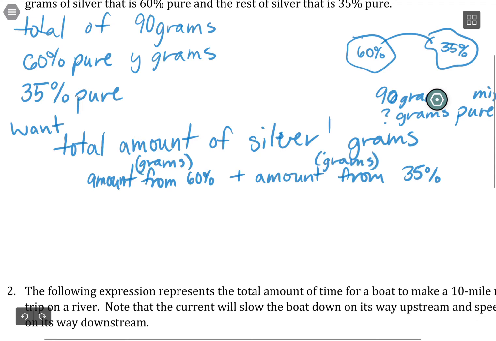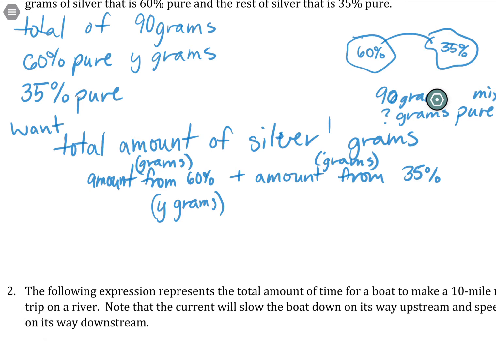So I know that I have Y grams of the 60% pure type of silver. So over here, I know I have Y grams of the, what I want to call alloy, of the partially pure silver. If I want to know how much pure silver I got from that, I'm going to need to multiply by that 60%. So if I have Y grams of the 60% pure, and I multiply by 0.6, what I should be getting is grams of pure silver. It's no longer the mixture I'm talking about. It's how much of that mixture is pure silver.